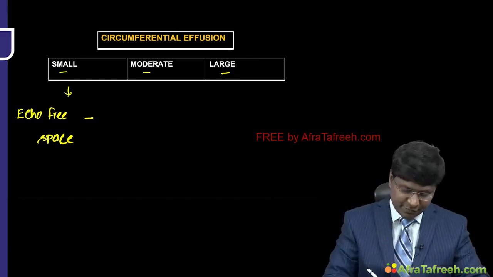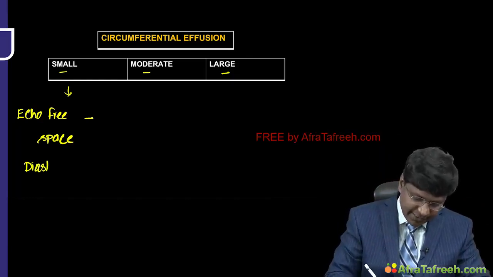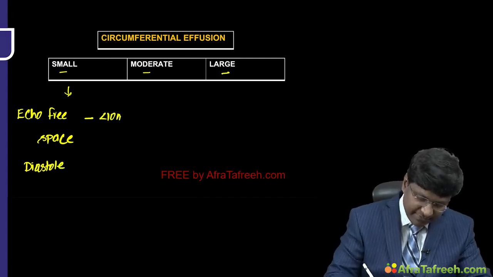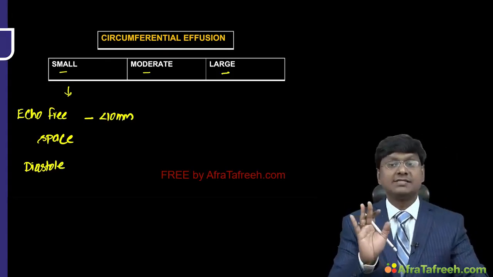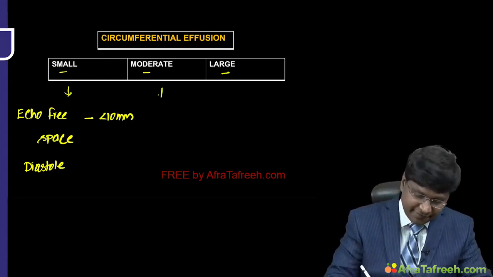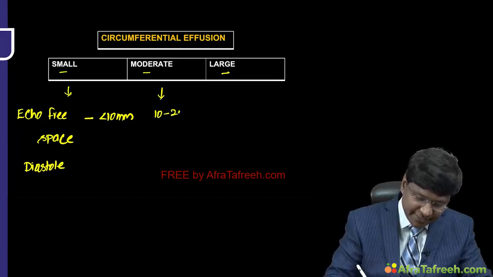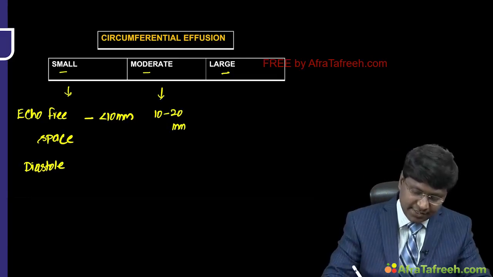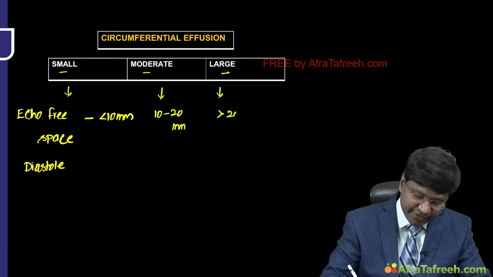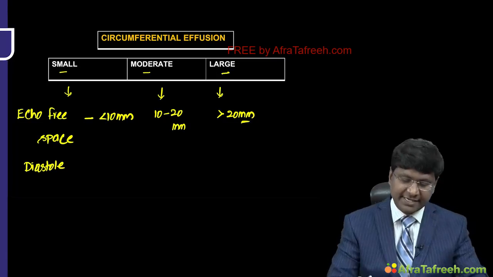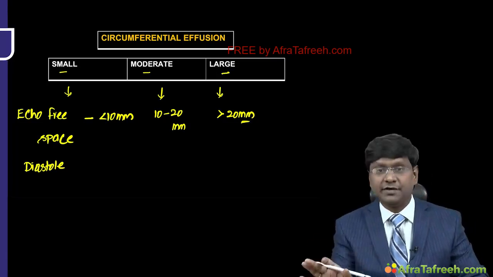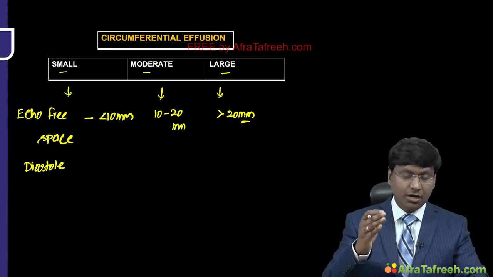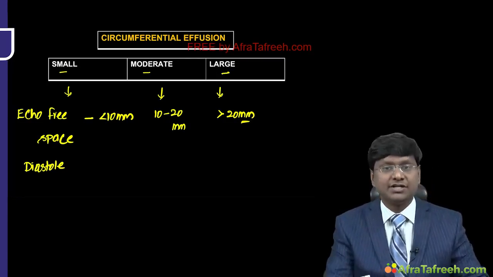So if the echo-free space during the diastole is less than 10 mm, we call it a small circumferential effusion. If the echo-free space is between 10 to 20 mm, then we consider it a moderate circumferential effusion. And if the echo-free space is more than 20 mm, then we consider it a large circumferential effusion. Okay, right. So this is about how you assess a small, moderate, or large effusion.